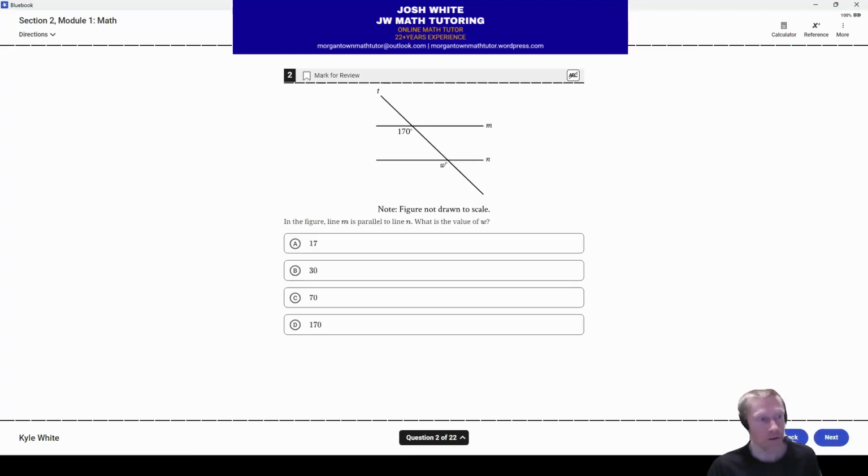All right, now here we have a set of parallel lines. And all you have to figure out here is that W is a corresponding angle with the 170-degree angle. Therefore, they will be congruent. So the correct answer to this is just letter D, 170, and there's nothing more else to do.